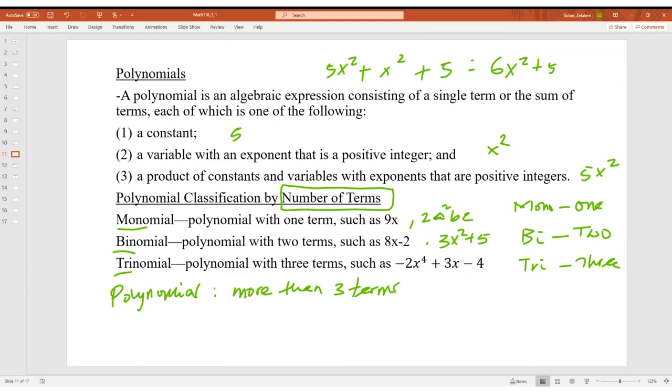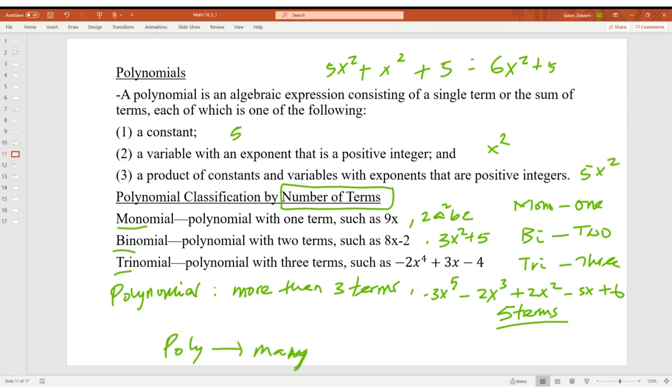For example, if I have x to the power 5 minus 2x to the power 3 plus 2x squared minus 5x plus 6, if you see this expression, we have more than 3 terms. We have 1, 2, 3, 4, 5 terms. If it is greater than 3, it's called a polynomial. Poly means many. So we use it for many terms. Okay, so that's the first way to classify polynomials. Any question?